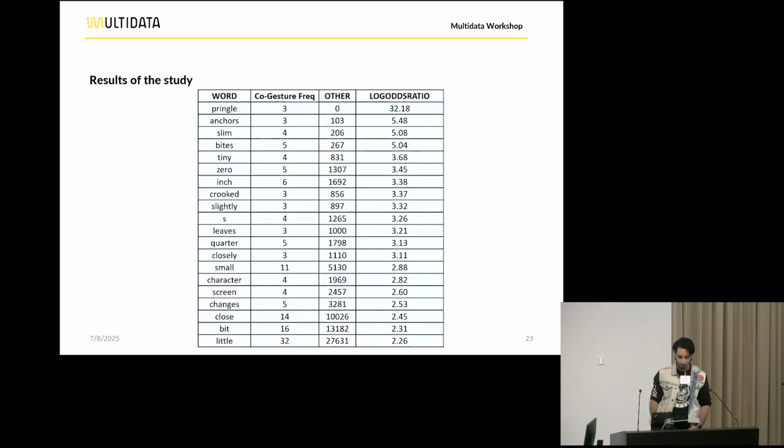So for this one, as you can see here, we get all sorts of cool information, like how often the gesture is used with the particular word, how many times the word is used without the gesture in other contexts, and this is the association measure that I'm using to rank these words based on strength of association.